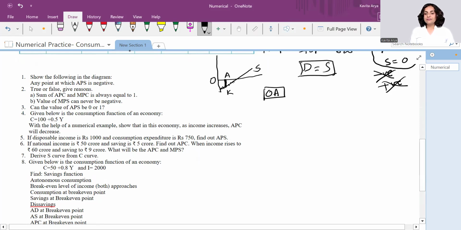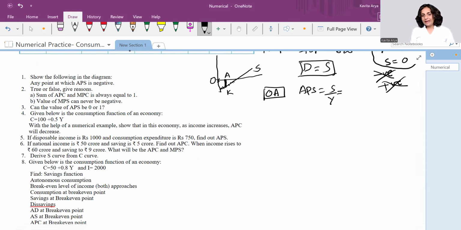Why is it negative? Because APS, what is APS equal to? It is equal to S by Y. And S is negative, hence APS becomes negative. Because Y would always be positive here on the right side of origin. Right. So at this point A, S is negative, hence APS would be negative.